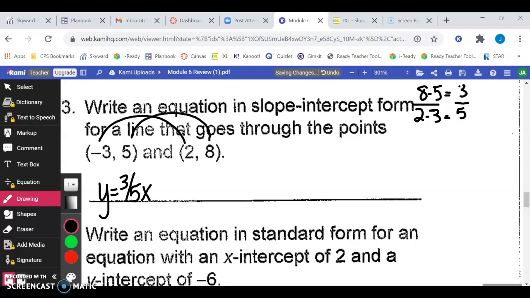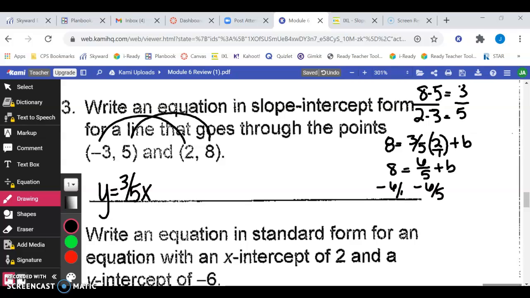So now we're going to pick one of those 2 points. I'm going to pick 2 and 8 because they're both positive. 8 is our y, our slope is 3/5, and our x is 2 plus b. So if I multiply that, I'm going to get 6/5. 3 times 2, remember, put a 1 under that. 3 times 2 is 6, 5 times 1 is 5. So then I would have to minus 6/5 from both sides. So 8 minus 6/5 is 6 4/5.